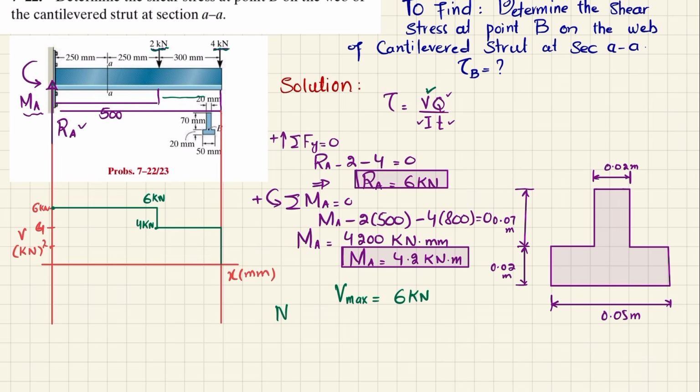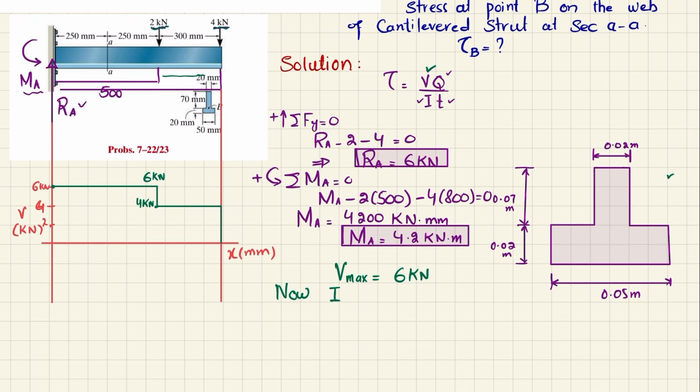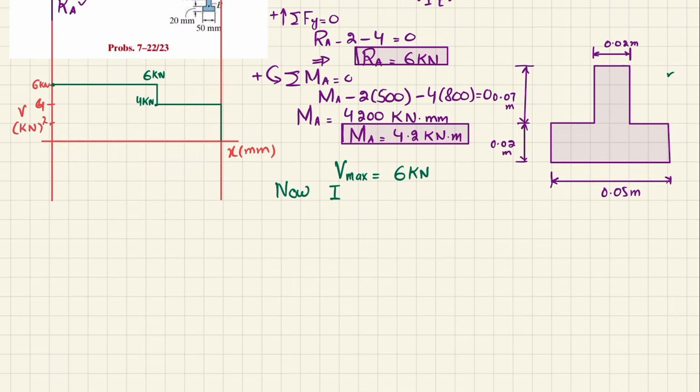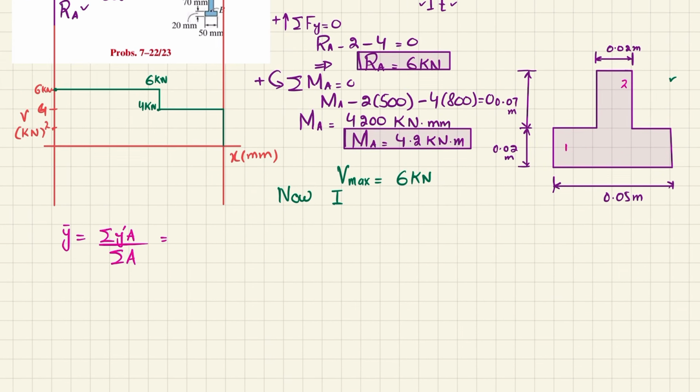Now we will find I, and for this inverted T beam you can see we do not know its neutral axis because it is not symmetrical about its horizontal axis. So we will first find its neutral axis. The formula for finding the neutral axis is y bar equal to the sum of y dash into A divided by the sum of area. You can see you have two portions, one is this one and the other one is this one. So first, the area of this portion is 0.05.